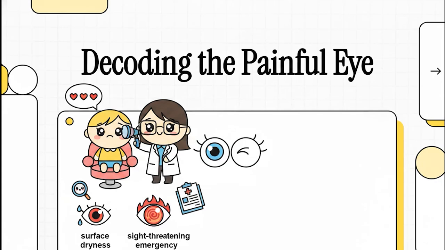A patient walks into your practice, sits down in the chair, and says those three dreaded words, "My eye hurts." Now, as a clinician, your mind should immediately start racing, because that complaint, well, it could mean a bit of surface dryness, maybe a minor corneal abrasion, or it could mean an absolute sight-threatening emergency. Welcome to this explainer for everything optometry.